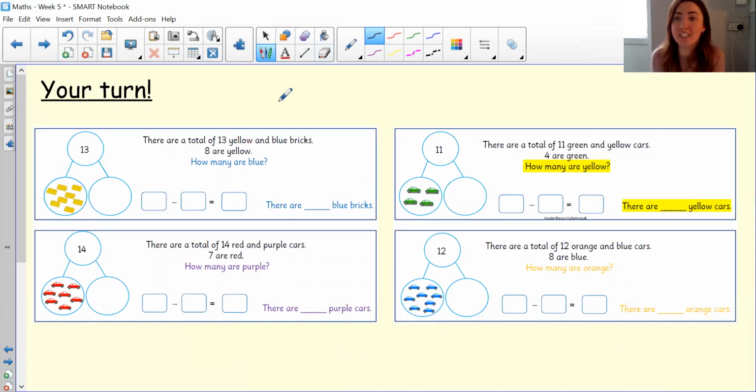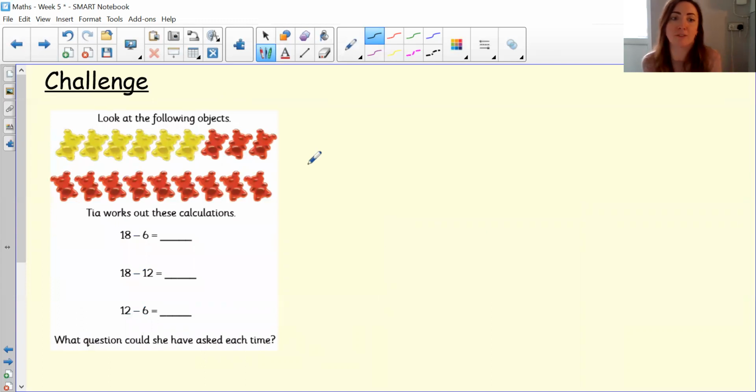Okay, so your turn now. This sheet is on Teams if you'd like to print it out, but if not, just pause the video here. So it's lots of questions similar to what we've already done, working out the missing part using subtraction. So choose however you like to subtract. It's up to you. And when you have finished those questions, we've got the challenge here as well. So look at the following objects. Tia works out these calculations. What question could she have asked each time? So this time you are given the calculations and the picture, the pictorial representation, and you need to decide on the question. So you're becoming the teacher, coming up with the question yourself.